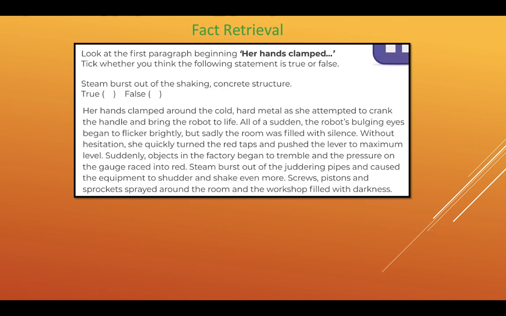True or false? Look in the text, where steam burst will be the key phrase. What else do you need to look for? What was the girl attempting to do? Write down a fronted adverbial in this paragraph.